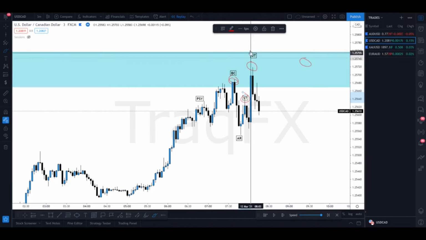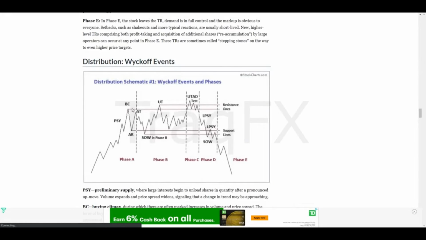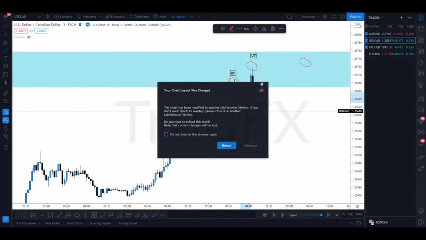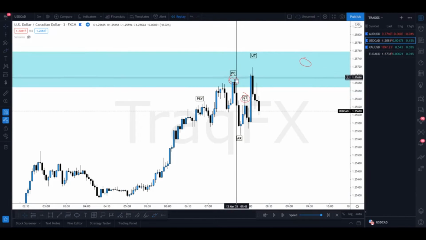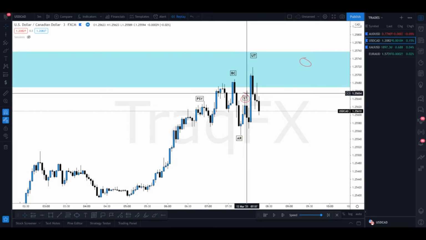So the market, the UT, broke above the BC and the ST, right? Like it did over here, we have the BC and then we have the ST, and then the market broke above it with the UT. So the UT has to close above the secondary test and the buyer's climax. If it does not do that, it's not a UT. So in this case, we broke above the secondary test and the buyer's climax.